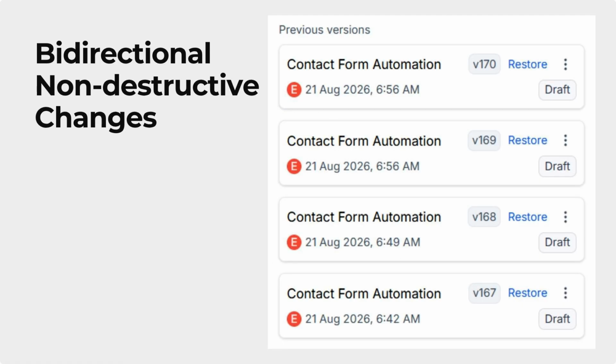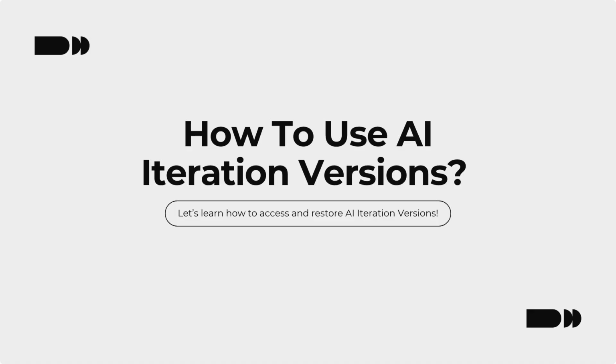Restoring an older iteration keeps newer ones restorable. Iterations can be moved between freely, and none are destroyed. Let's learn how to access and restore AI iteration versions.